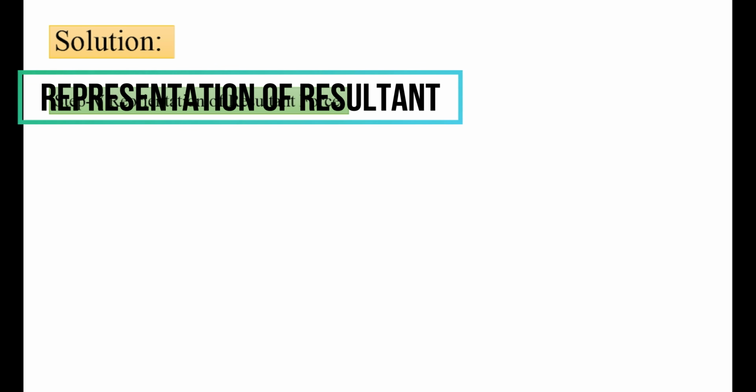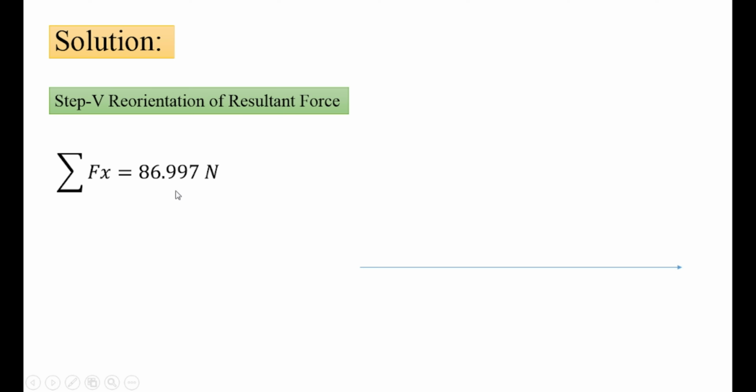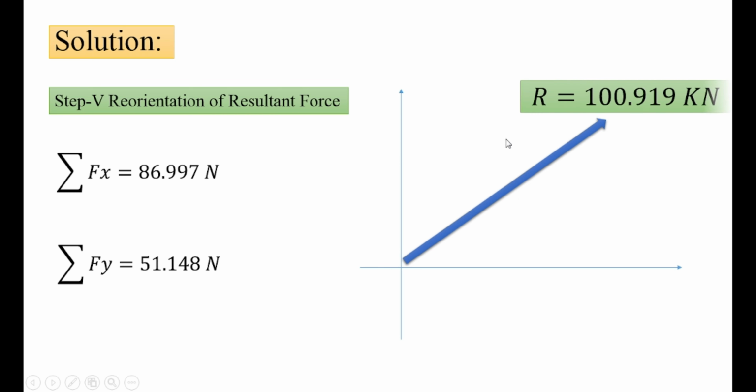Representation of the resultant. Summation of Fx is known, it is positive, so it points toward the right direction. Summation of Fy is also known, it is 51.148, its value is positive, and we know that upward direction is positive, so this is again positive. So the resultant will lie in the first quadrant. So this is the representation of the resultant. Write the magnitude of the resultant and show the angle. So this is the angle and its value is 30.452. So in this way we can solve this numerical.